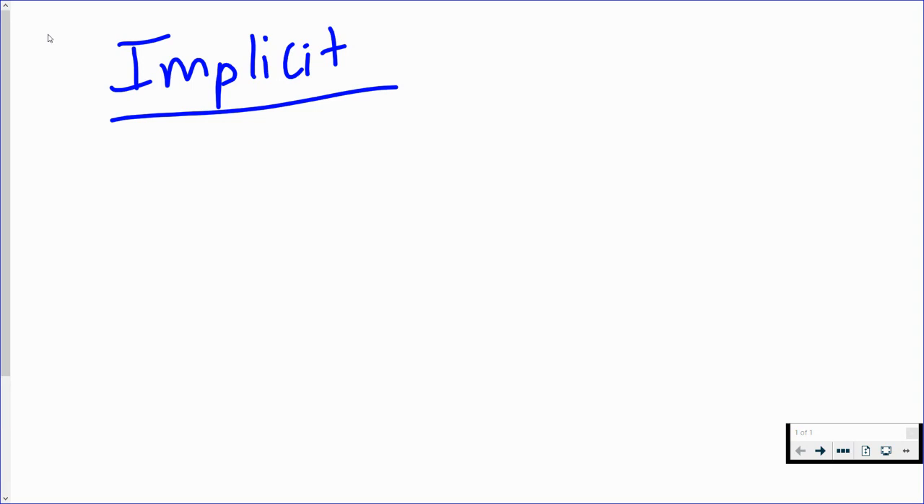Today, we're going to take a look at ones where we can't get a variable by itself. Okay. And how do we work through that? How do we find that derivative when we're dealing with multiple variables? That's called implicit because we're not able to get it in terms of just one variable.